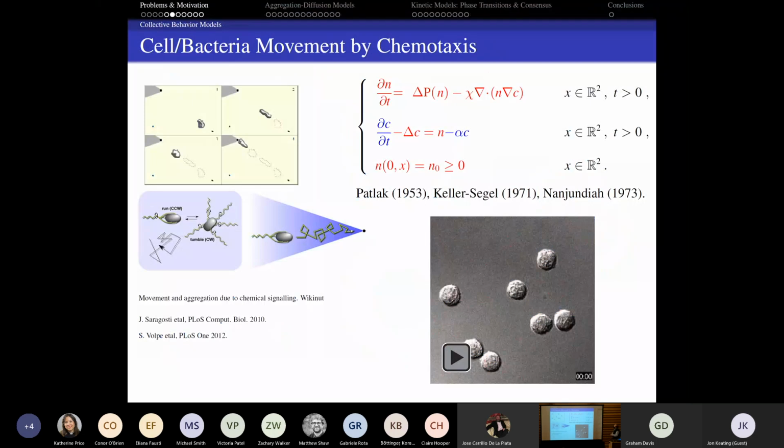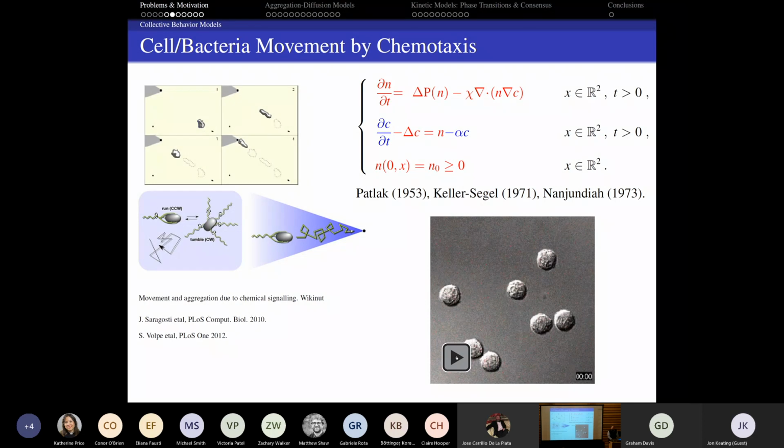Okay, so let me mention one of the first applications that triggered my attention to this kind of question, which is related to the movement of bacteria or cells by chemotaxis. This is a model that was introduced at the beginning of the 70s by biologists, not by mathematicians. What they were trying to explain is the movement of cells on a Petri dish, because they were doing this kind of experiment.